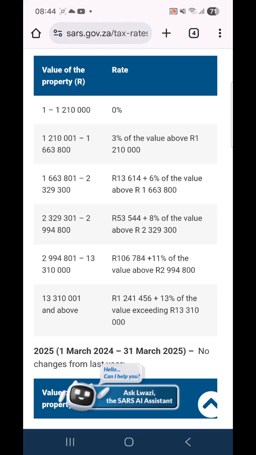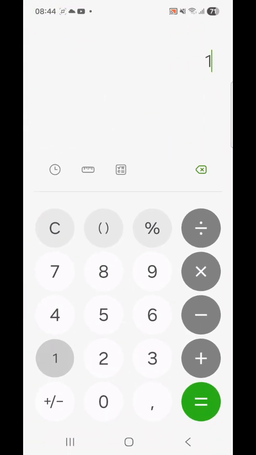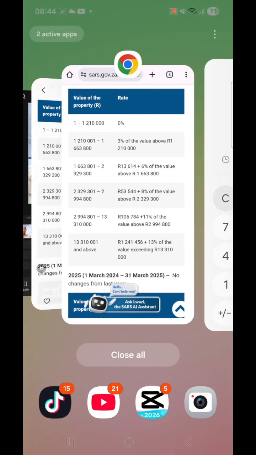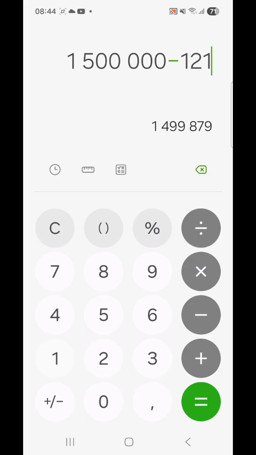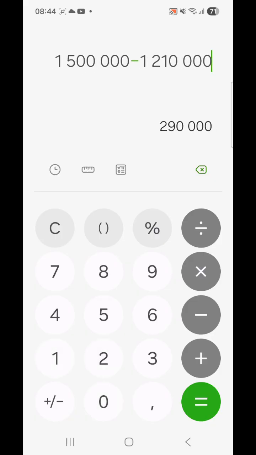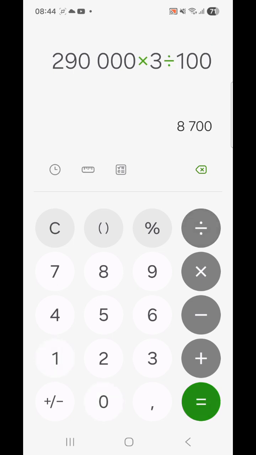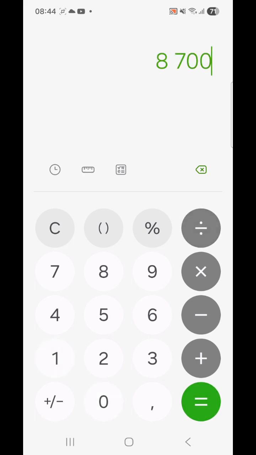So let's make a practical example of what this actually means. It says 3% of the value above 1.2 million. So let's say the value of your property is 1.5 million. You will minus the 1.2 million and get the 3% of that. That means you should expect to pay 8,700 in transfer duties towards your property.